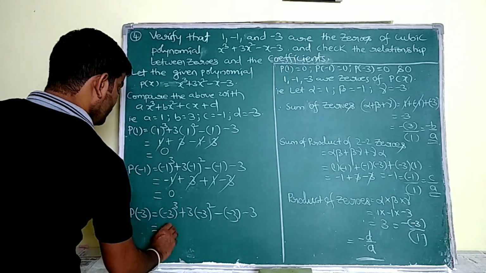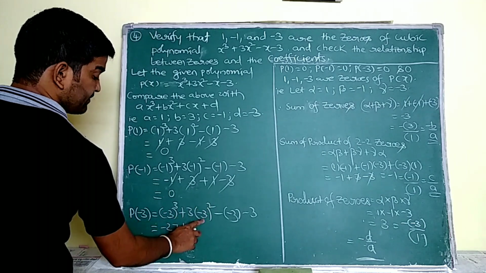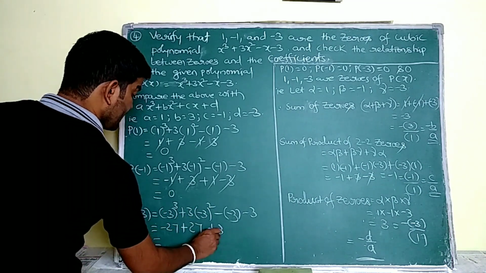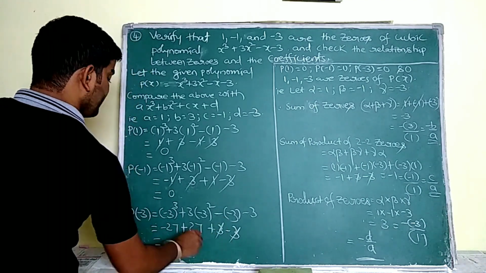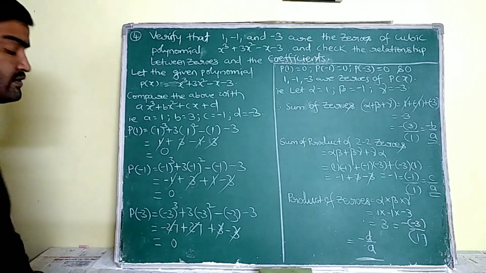Now p of minus 3. So minus 3 whole cube means minus 27, plus 3 into minus 3 square, which means 9. 9 into 3 is 27. It is plus 3 and it is minus 3. Plus 27 and minus 27 are going to be cancelled, then it is 0.